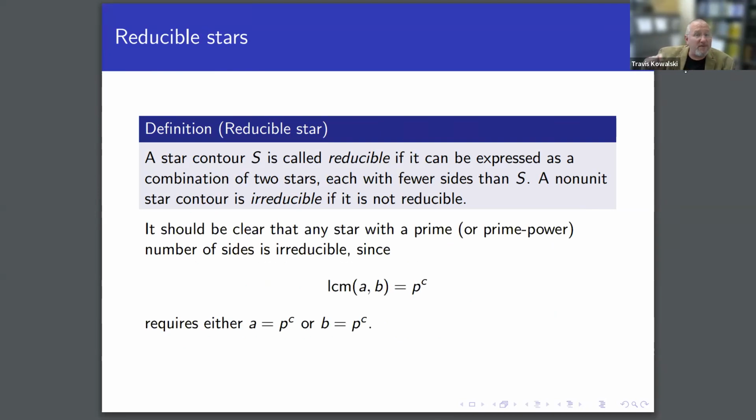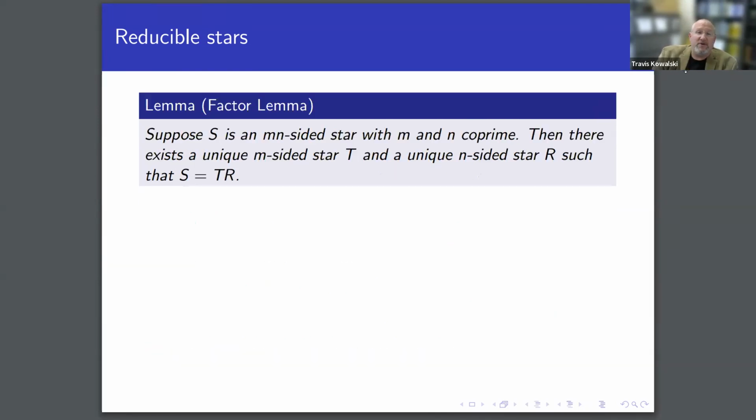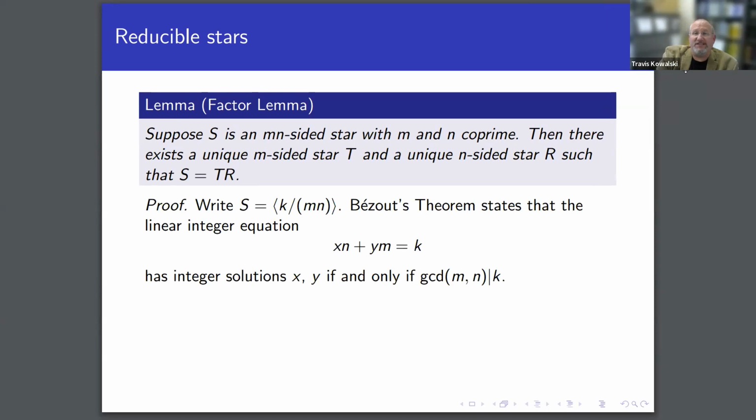Any star with a prime or prime-powered number of sides is clearly irreducible because the least common multiple of two powers of a prime is going to be whichever one had the larger power. But it turns out that this sufficient condition is also necessary. We have something called the Factor Lemma that says that an mn-sided star, with m and n being coprime, can factor uniquely into an m-sided star and an n-sided star. The basic argument is what we were looking at previously. If I have the equation xn plus ym equals k, there is an integer solution provided n and m divide k, and if m and n are coprime, this is always true.